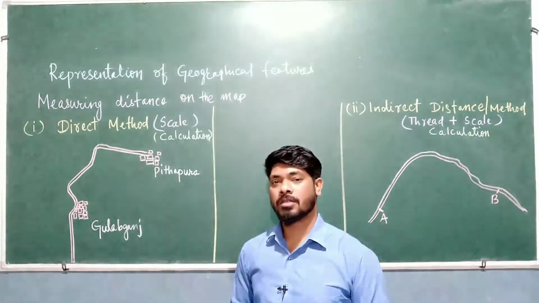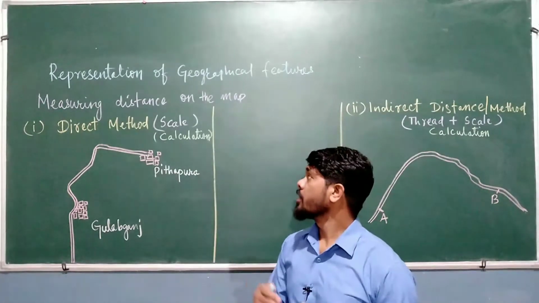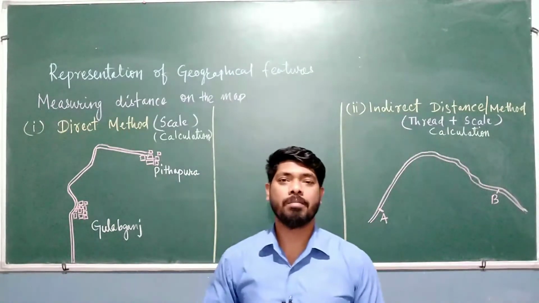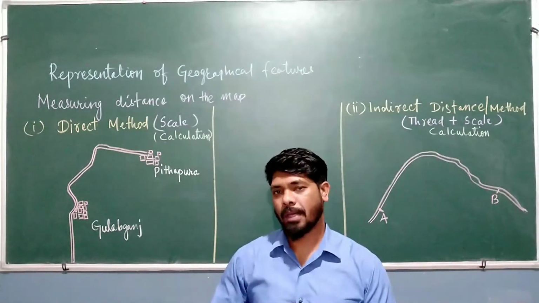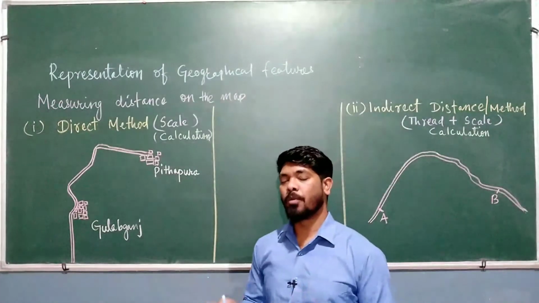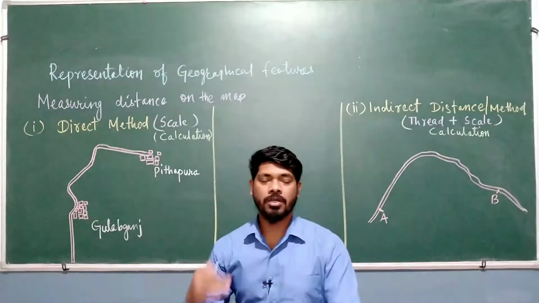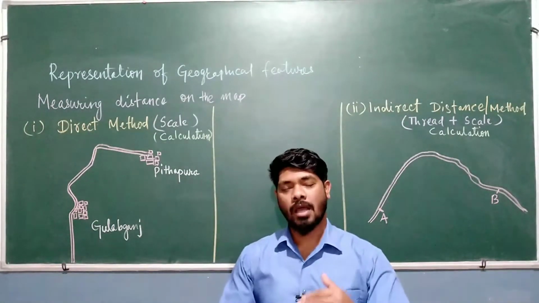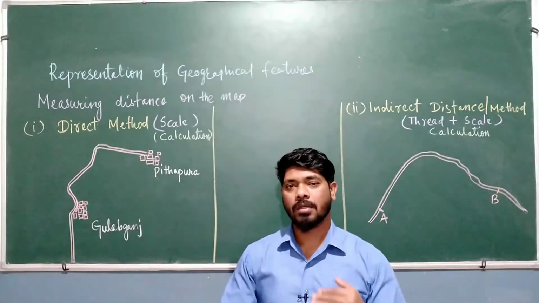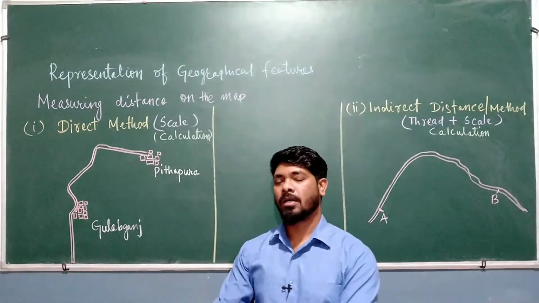In this video we shall discuss measuring distance on the map, how distance is measured on the topographical map. Distance is the space between 2 points. We know that to measure distance, 2 points have to be taken from one point to the other point on the map and on the ground.